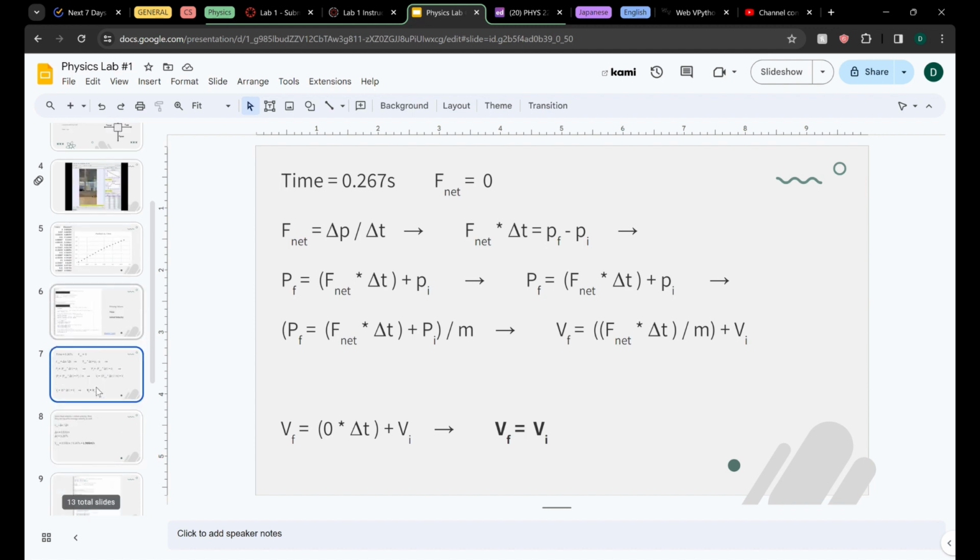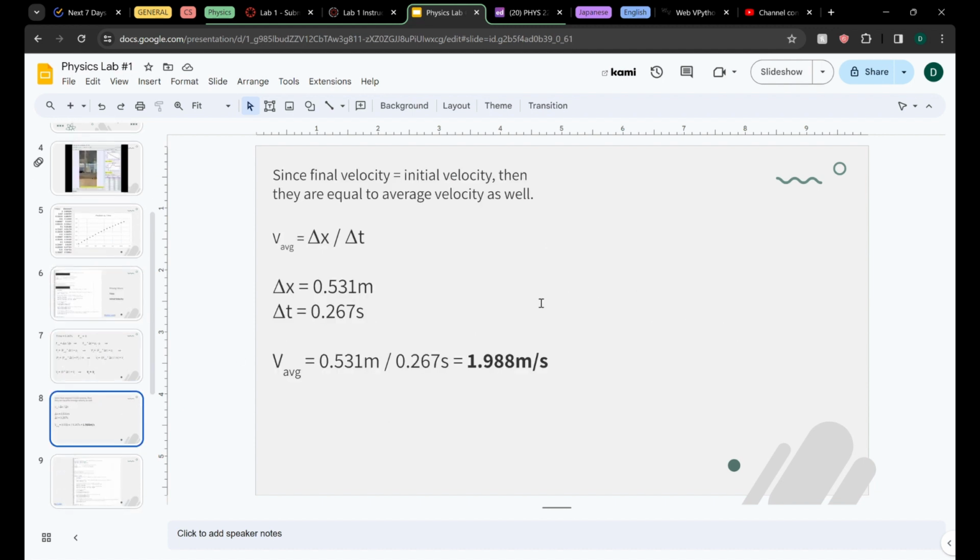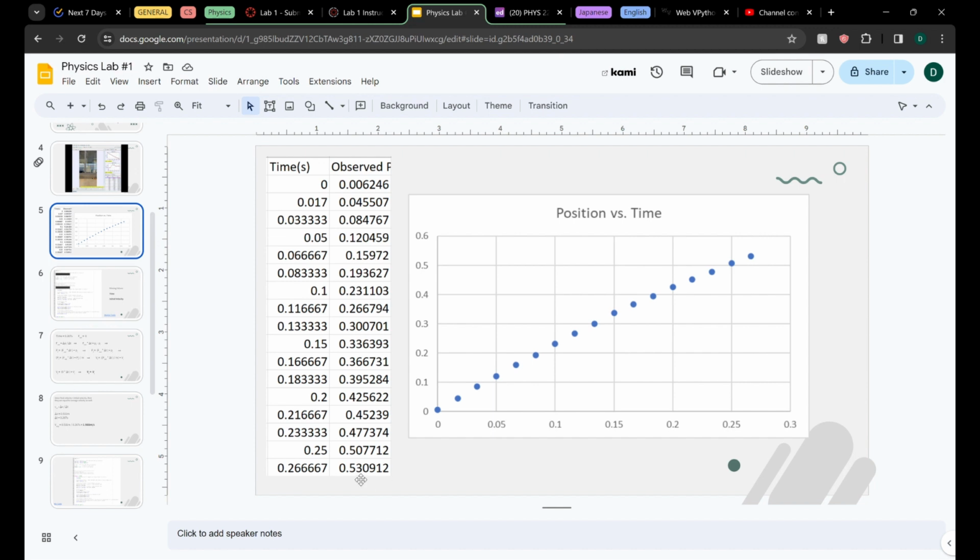Since final velocity is equal to initial velocity, they must also both be equal to average velocity, due to the average velocity formula. Average velocity is pretty easy to find: average velocity equals the change in distance over the change in time. We already have the change in time at 0.267, and we can get the change in distance by going back to the Excel spreadsheet. It's the distance that the pen traveled, 0.531.